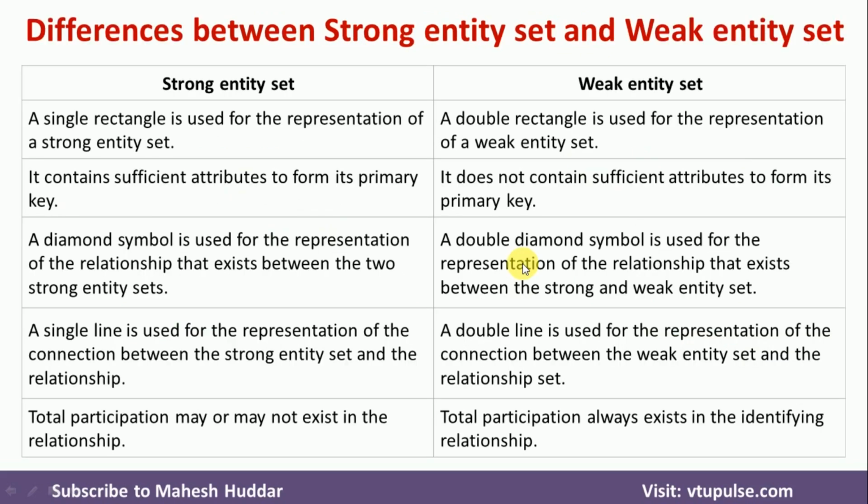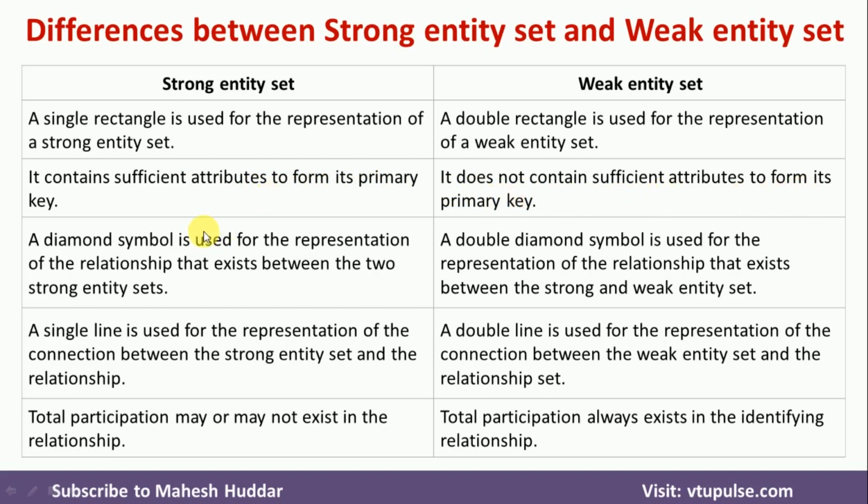Finally, these are the differences between the strong entity set and the weak entity set. A single rectangle is used to represent the strong entity set. A double rectangle is used for representing the weak entity set. A strong entity set contains sufficient attributes to form its primary key. A weak entity set does not contain sufficient attributes to form its primary key.